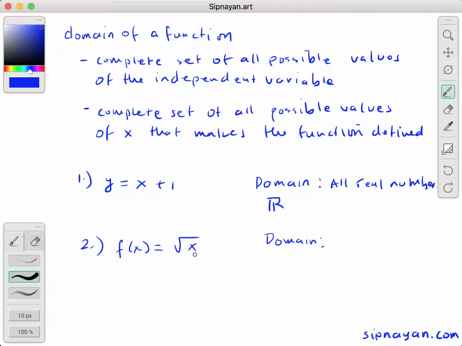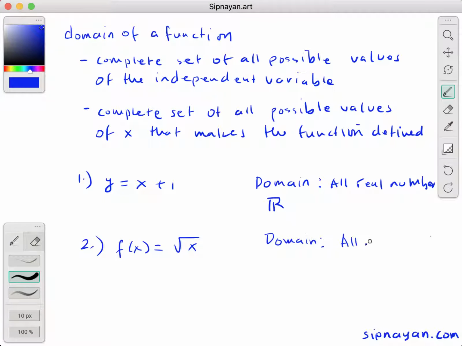Pwede ba siyang positive? May square root ba ang positive number? Yes, of course. No? May square root ba ang 0? The square root of 0 is 0. Pag negative ba, mayroon ba tayong square root? No, wala tayong square root ng negative numbers, no? So, ibig sabihin, yung value lang natin ng x, pwedeng 0, no? 0 and positive real numbers. Or, pwede mong sabihin all numbers greater than or equal to 0.